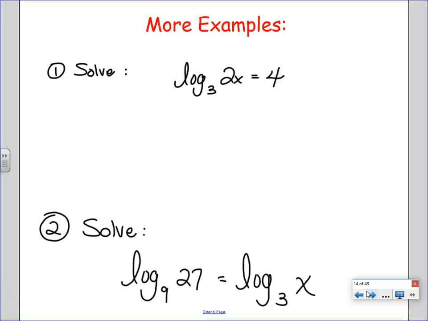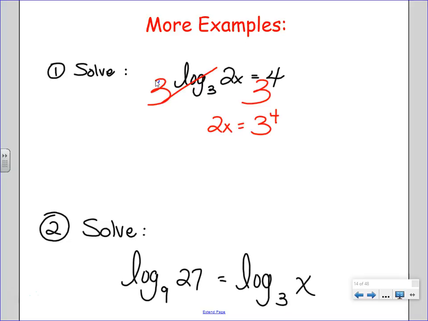Oh no! Wait, how do you solve this one? If we raise it to the power of 3, we can do a 3 on both sides. What happens on the left? The 3 to the power of log base 3. So 2x on one side, and then 3 to the 4th is 81.